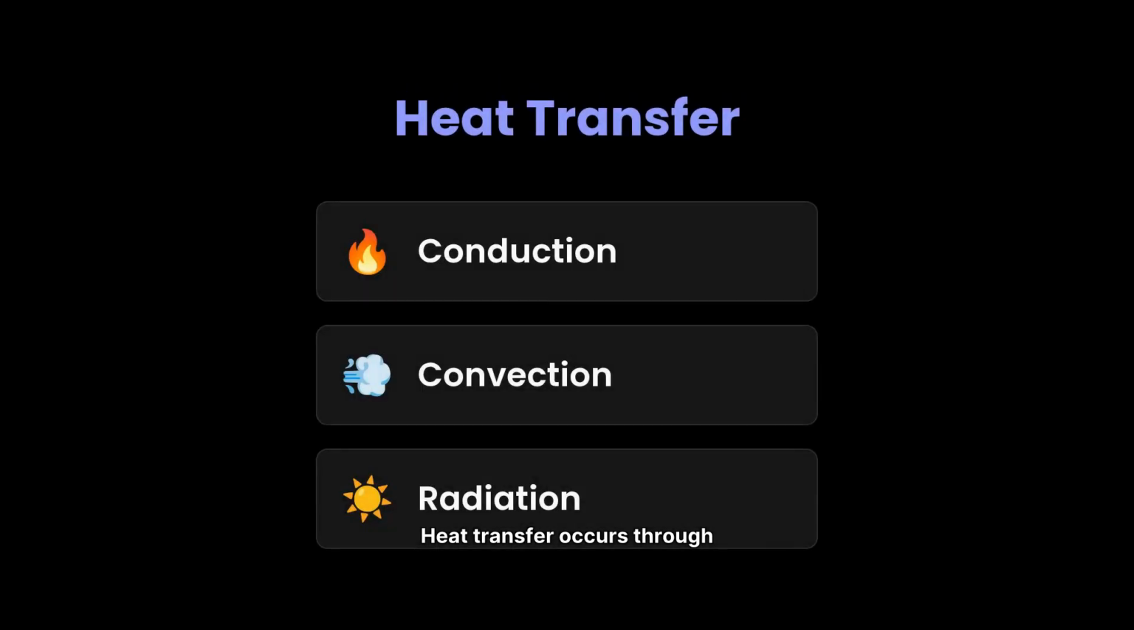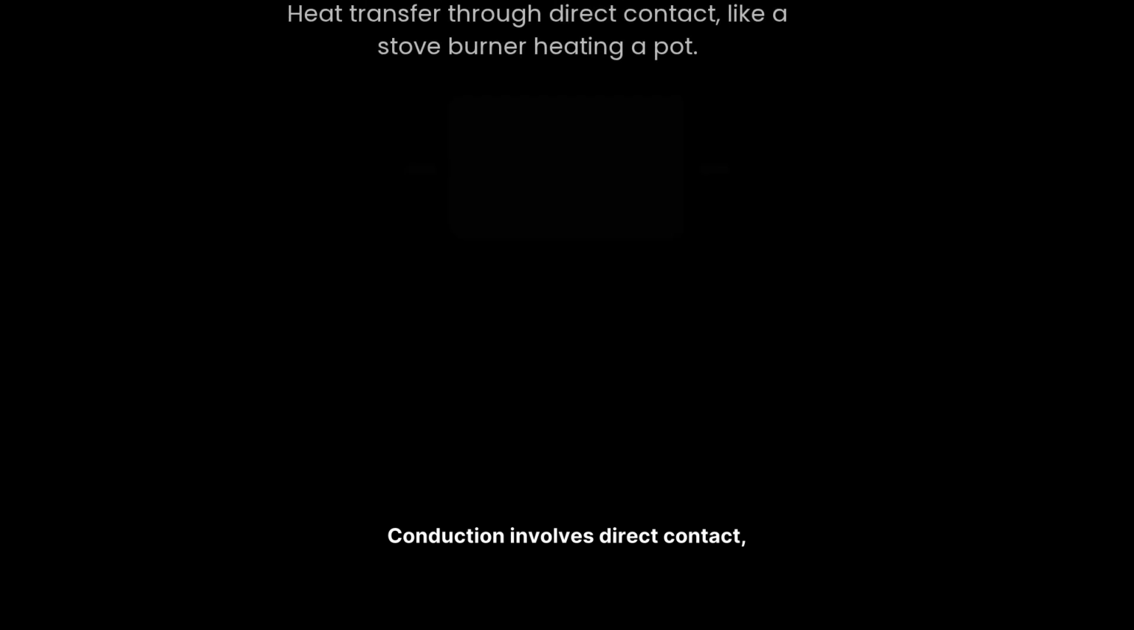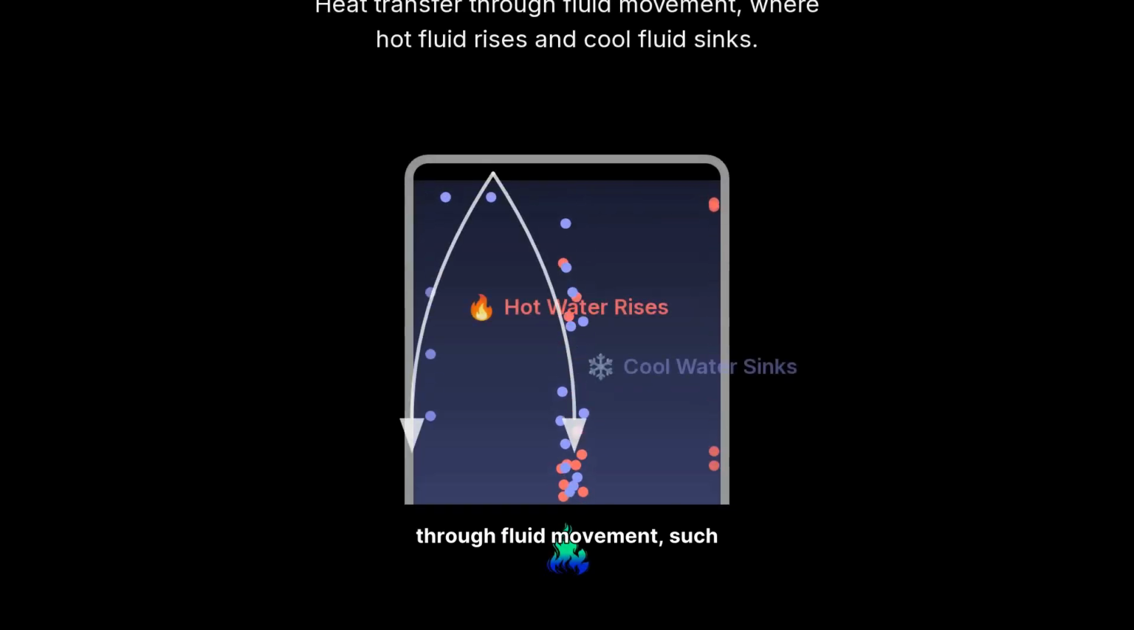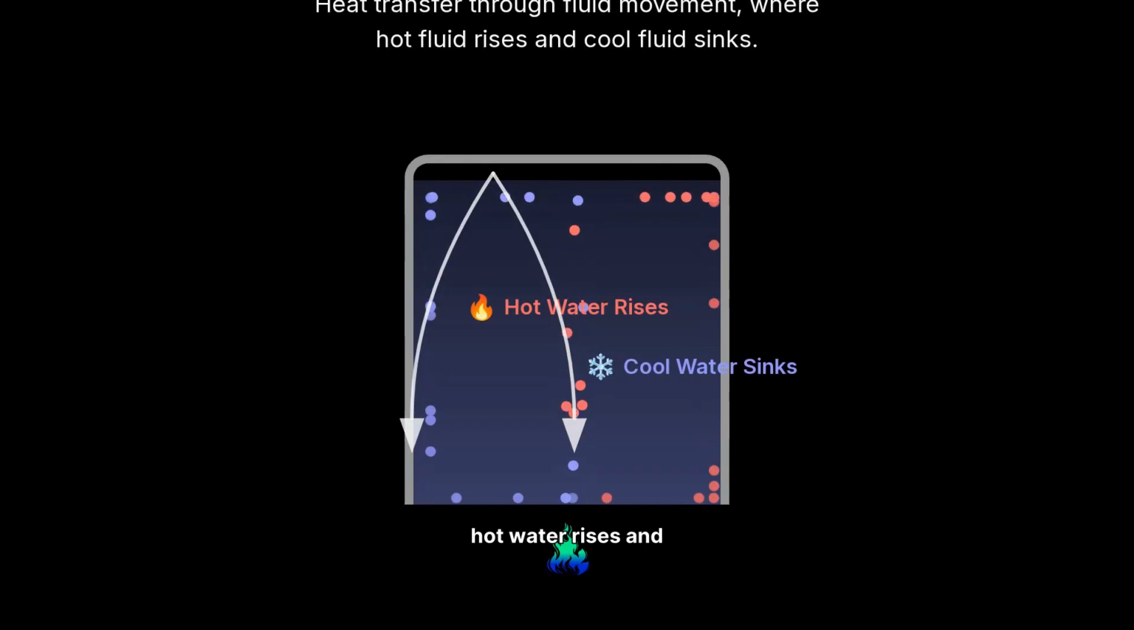Heat transfer occurs through 3 primary methods: conduction, convection, and radiation. Conduction involves direct contact, like heat moving from a hot stove burner to a metal pot. Convection is heat transfer through fluid movement, such as boiling water, where hot water rises and cooler water sinks. Radiation is energy transfer via electromagnetic waves, like the warmth you feel from the sun or a campfire.